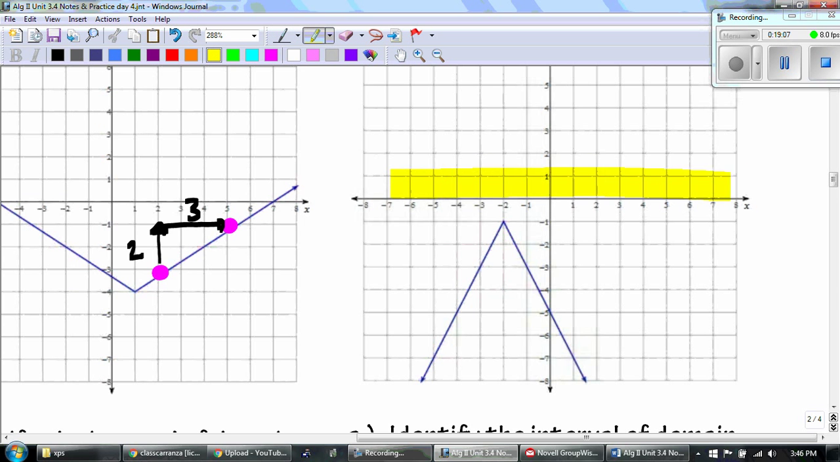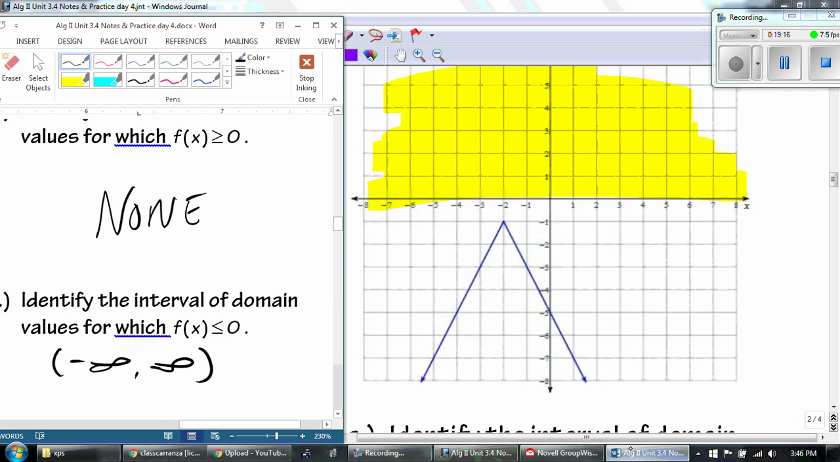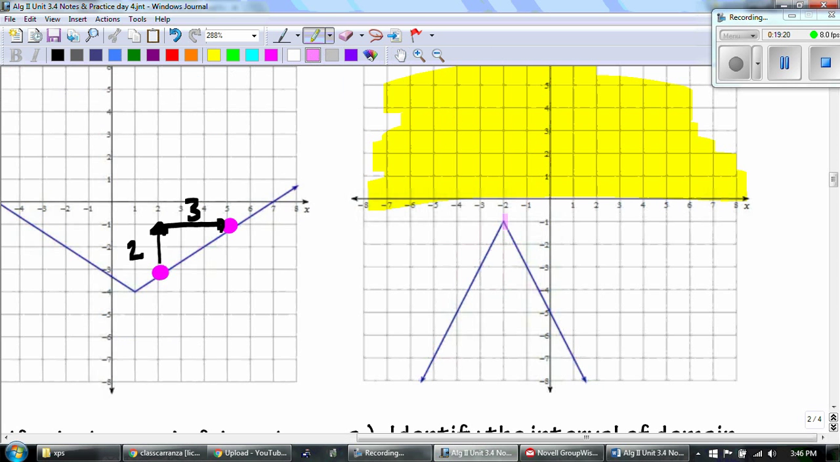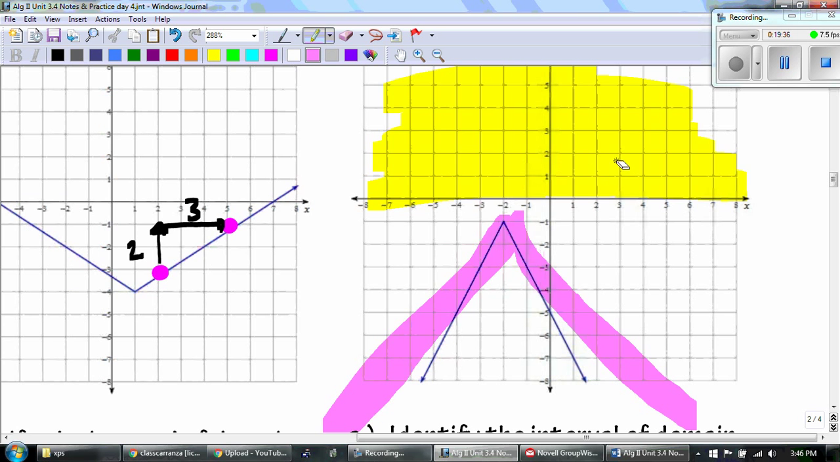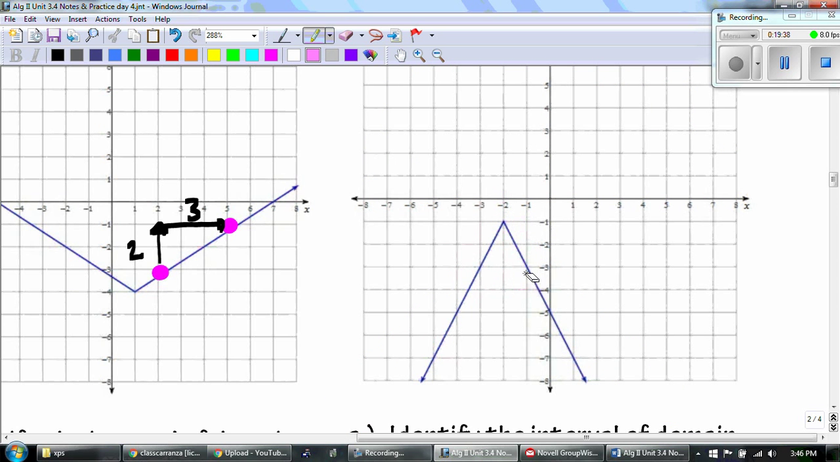So when is it greater than 0? Do you ever see it being greater than 0? No. So we would say none. Well, Mr. Grice, then when is it less than 0? It's going to be less than 0 all the time. So from negative infinity to positive infinity. Sorry, I guess I should have checked that one before. Whoops, my bad.